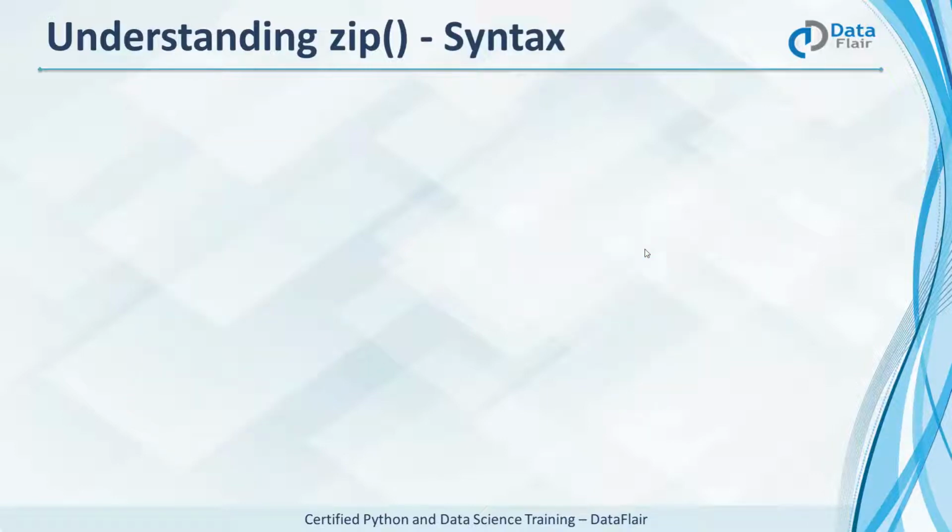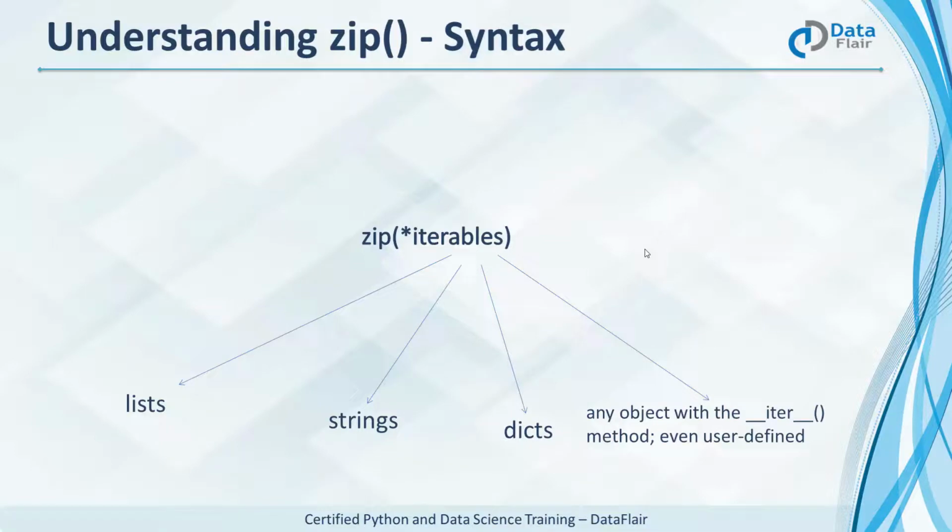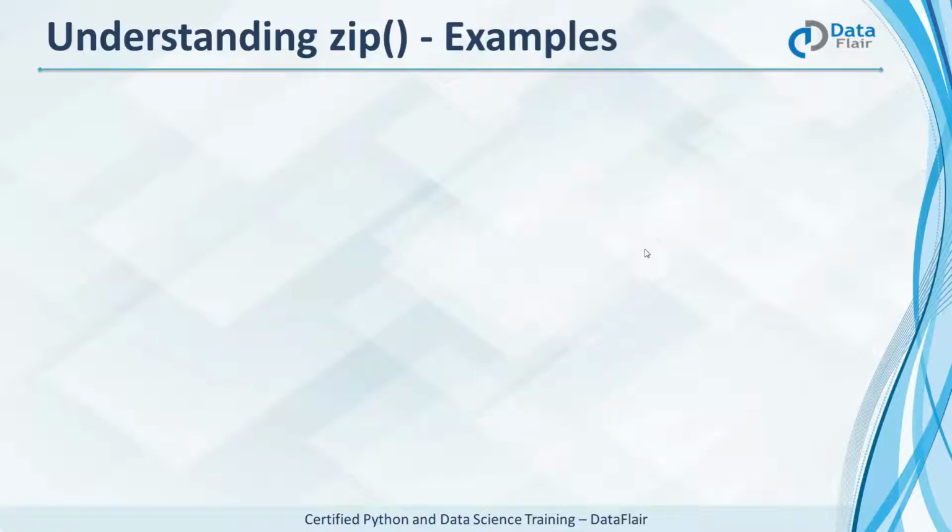The zip function takes in any number of iterables. These can be lists, strings, dicts, or literally any object with the iter method, even if it's only user-defined. Let's understand this with examples.